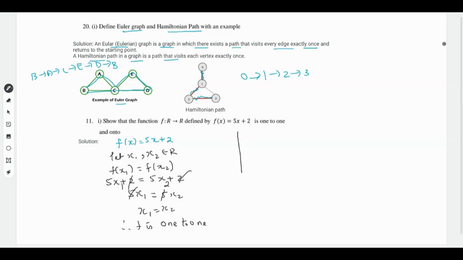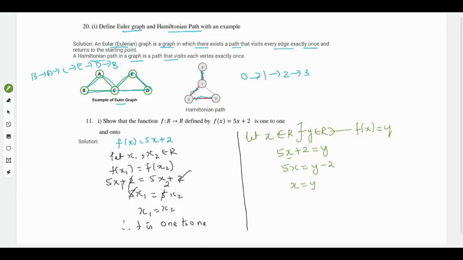Then next, to prove onto, let x belong to R. There exists y belonging to R such that f of x equals y. So f of x is 5x plus 2, equals y. Now we have to convert the formula to express x in terms of y. That will be 5x equals y minus 2, so x equals y minus 2 divided by 5. Therefore we have expressed x in terms of y. It says that f is onto.